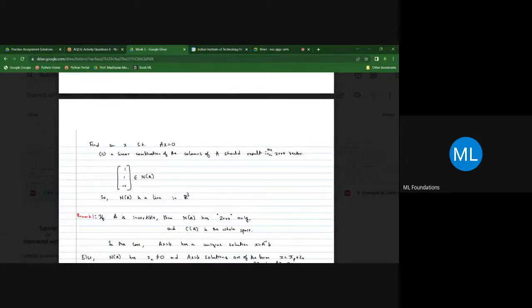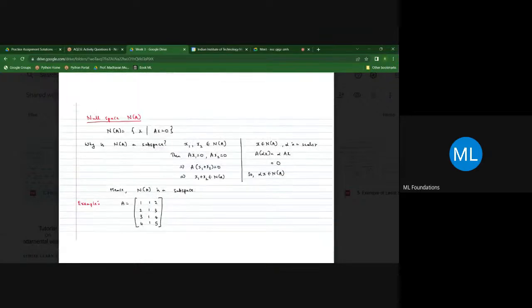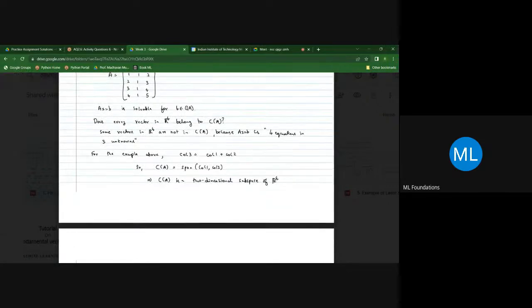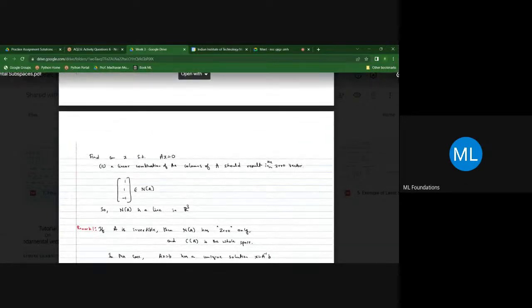Hence this 1 1 minus 1 belongs to the null space of A. And since this is the only vector, the null space of A is just a line. Before, in the column space, we had two vectors, column 1 and column 2. That's why it is called a two-dimensional subspace. In this particular case, since we have only one vector, that will be a line in R3. Any questions you have until now?